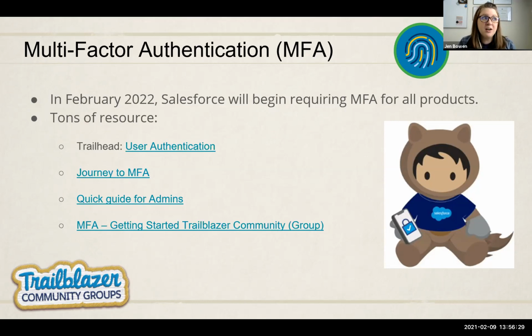Well, we're not going to talk about this a ton today because we could talk about this all day. It really means start tapping into some of the resources. So I've got lots of links on here. And again, this will be shared out. Trailhead, Journey to MFA, there's a quick guide. There's a Trailblazer community group. So something to start thinking about, something to start planning for, something to potentially turn on before February of 2022 and make sure that it's working for your org appropriately.